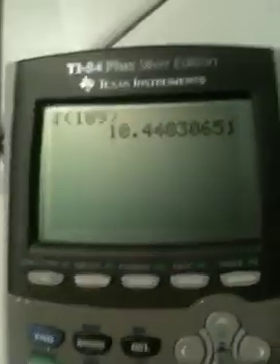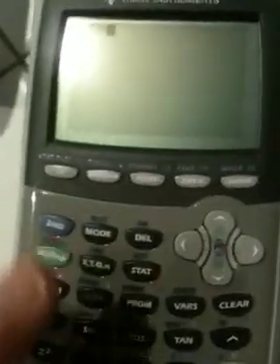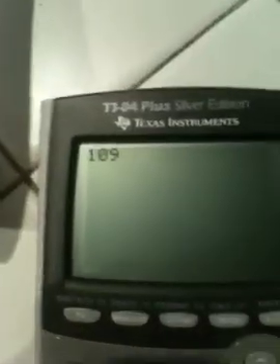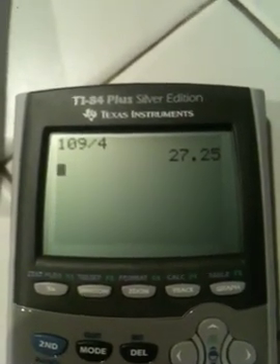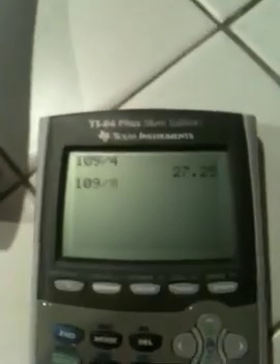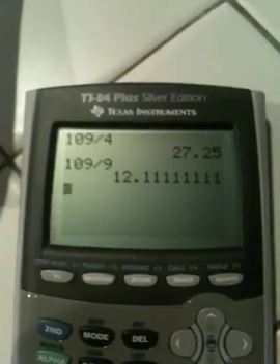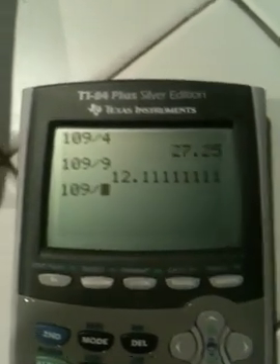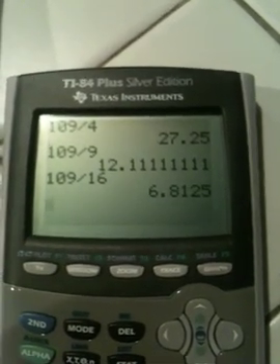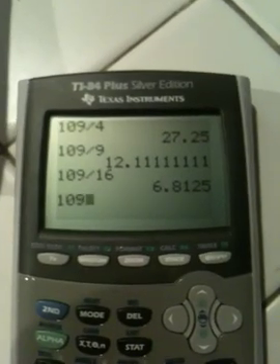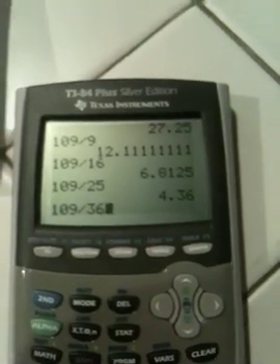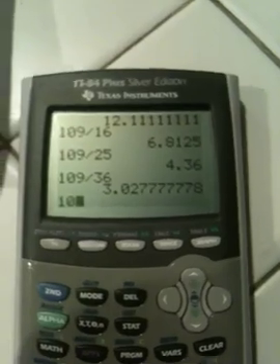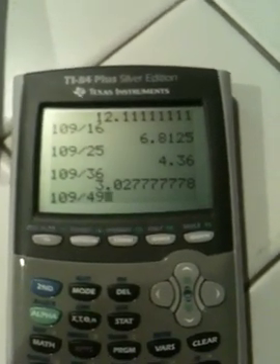Let's go to our calculator. Let's clear out what's there. Let's take 109 and divide it by 4. Nope, that doesn't come out pretty. So 4 is not a factor of it. Let's take 109 and divide it by 9. Nope. Let's take 109 and divide it by 16. Nope, it's not coming out to an integer. Let's take 109 and divide it by 25. Nope. Let's take 109 and divide it by 36. Nope. Let's take 109 and divide it by 49. Nope.